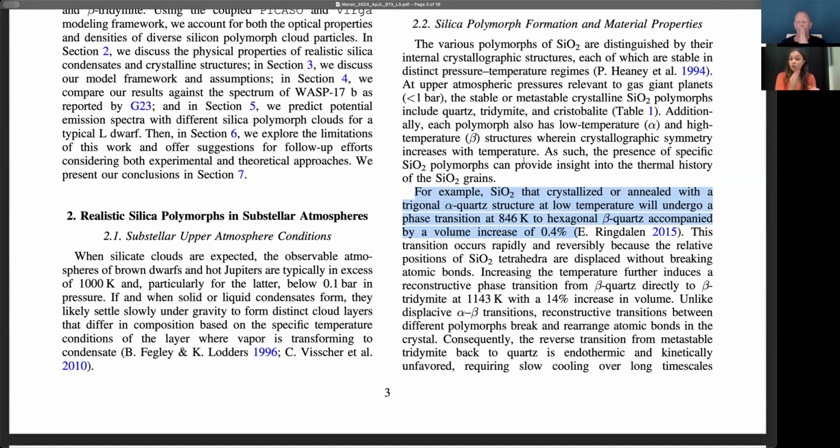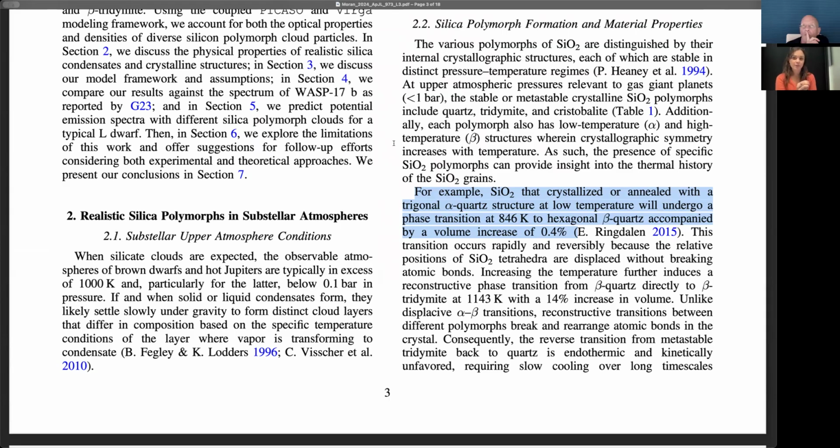When you get too hot and you go not just from alpha to beta quartz, but from beta quartz to beta tridymite, that's a reconstructive transition. And so you're totally breaking and rearranging those bonds, making it very hard to transition back down. You will eventually transition back down to the lower polymorphs, but it takes very, very long time scales, like 10,000 year time scales.